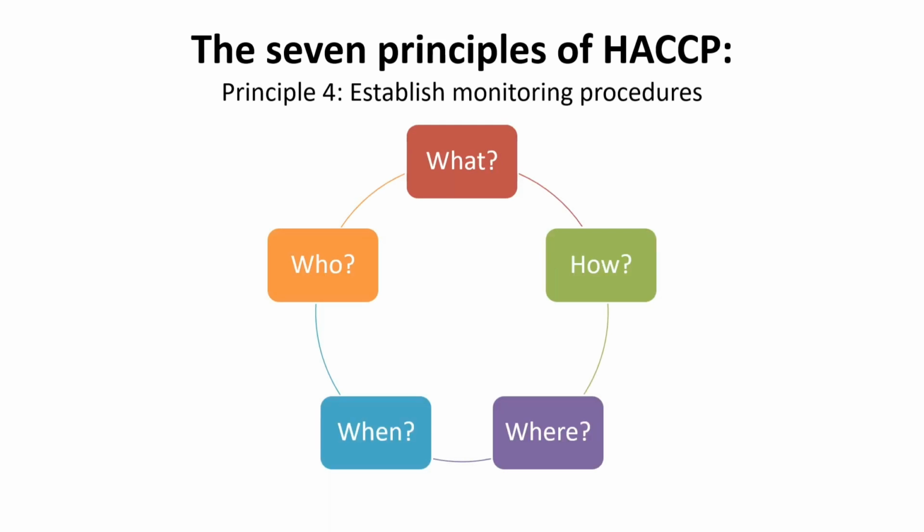Principle 4. Establish a system to monitor control of the CCP. Monitoring is a planned sequence of observations or measurements to assess whether a CCP is under control, and to produce an accurate record for future use and verification. What will you measure? How will you measure it? Can you do continuous monitoring of the control point? If not, how often will the measurements need to be performed to show that the process is under control?